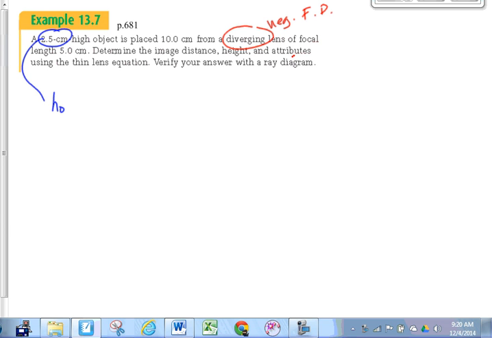Placed 10 centimeters from a diverging lens. What is this one? Good, DO. And DO is always positive, so we never have to worry about putting a negative on there. We've got a focal length of 5 centimeters here. I'm actually going to write that as -5, because I was reminded by that little note I made when I read the question that f is a negative value because it's a diverging lens. We want to find the image distance, the image height, and then the attributes or characteristics. Is it bigger, smaller, the same size? Is it virtual or real? And so on.